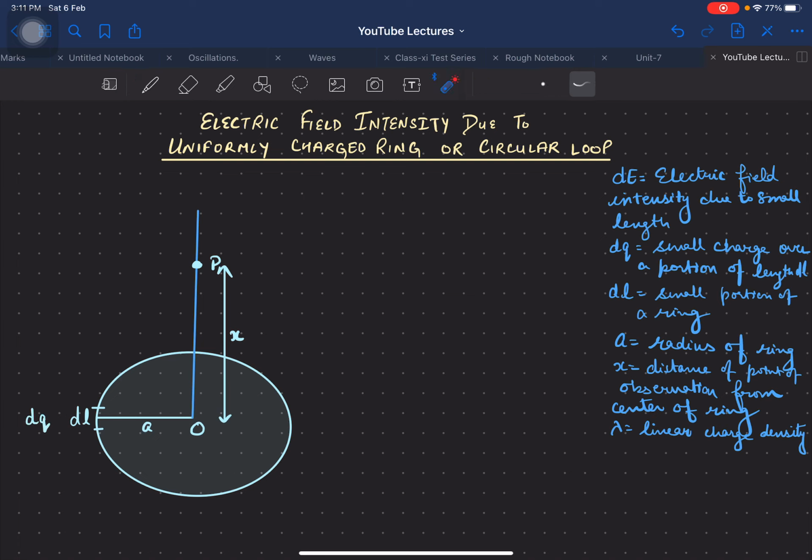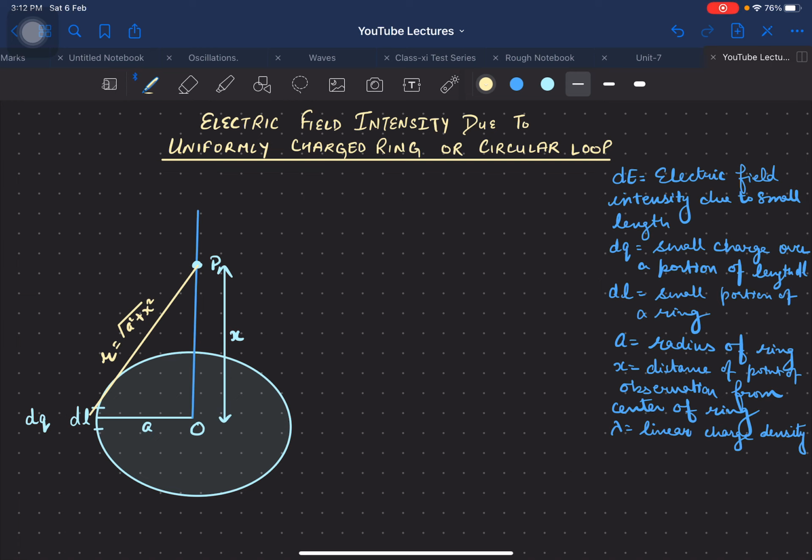As I have taken this portion due to which the electric field intensity will affect point P, I have to mark this distance from point P and I will take this distance to be r. So the distance of this small portion is taken to be small r. From the diagram it is clear that we can easily apply Pythagoras to find the distance small r, and the distance is going to be under root of a square plus x square. So applying the Pythagoras theorem, we have just calculated the distance between this small portion dl and the point of observation P.